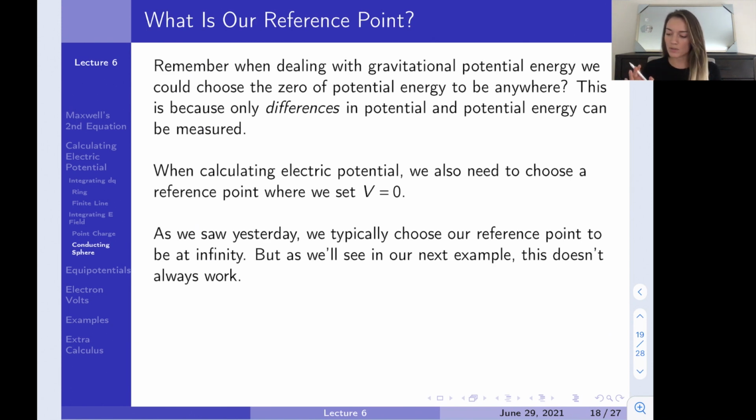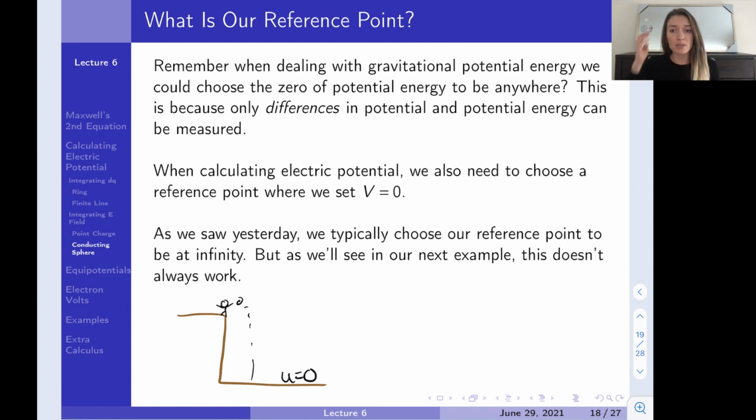Remember, when dealing with gravitational potential energy, we could choose our reference point to be anywhere, right? If we were finding the gravitational potential energy of someone throwing a ball off a building, you could choose your potential energy to be zero at the top of the building, or you could say, I'm choosing my gravitational potential energy to be zero on the ground. Both of those are perfectly legitimate. If you solve your problem either way, you'll get the same final physical answer.